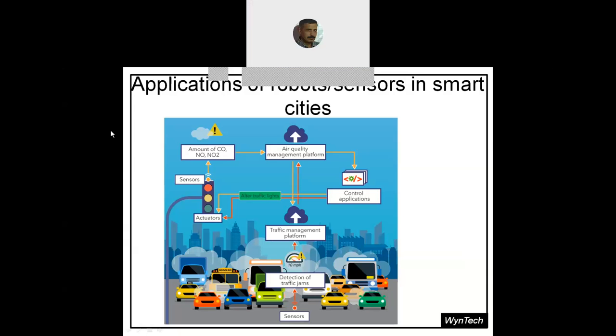Application of robots. Now we are approaching the last part of the presentation: how we build the application. In this slide, on the top right-hand side, is the air quality management platform. It's a subsystem which controls the air and the environment. On the left-hand side are the amounts of carbon dioxide, nitrous oxide, and nitrogen dioxide. So there are three gases on the left-hand side.